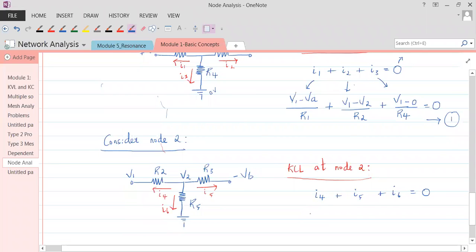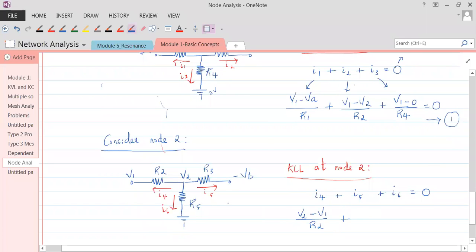What is I4 now? You just write it yourself. I'm writing it here anyways. You do it yourselves, don't look into what I'm doing. Those who have not followed can look here. I4 is the current leaving node 2. Since I'm applying KCL at node 2, my V2 would be positive. So it is V2 minus V1 by R2, plus I5. Everybody understand here.